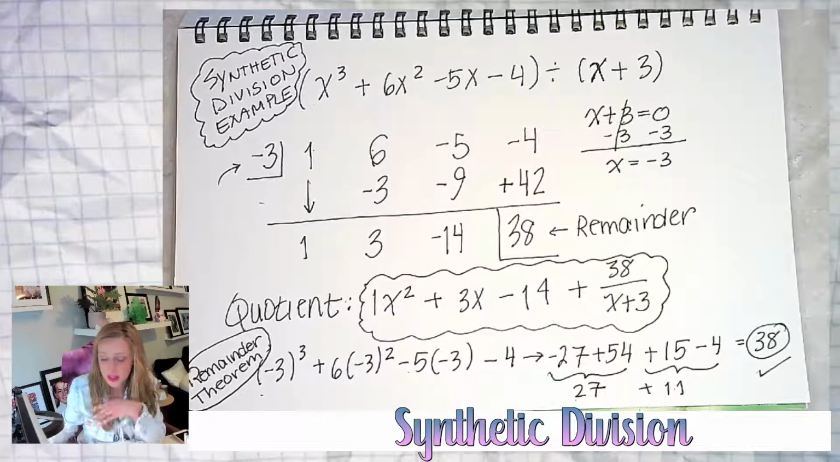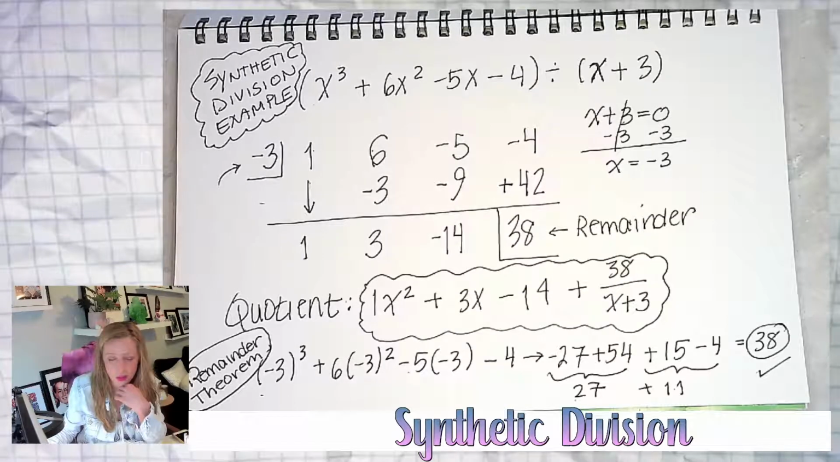Sorry, it was a little fast, but that was a little bit of an example on synthetic division and reference to remainder theorem, how to write your quotient, how to write your remainder, how to set it all up.